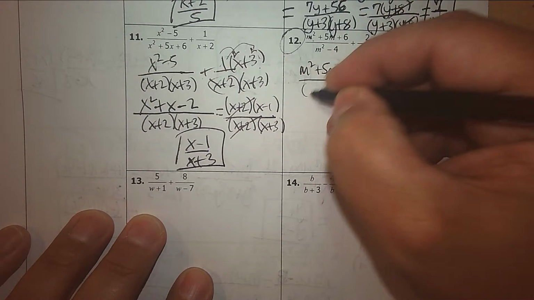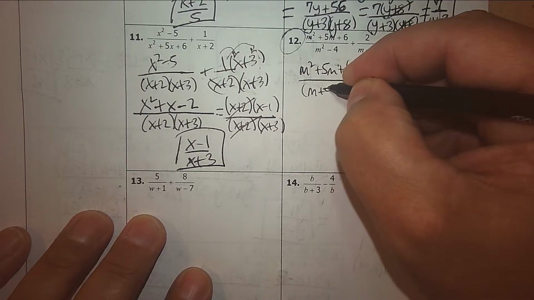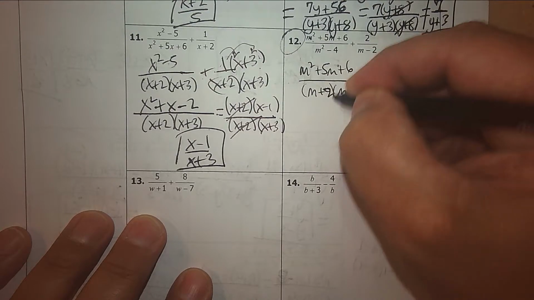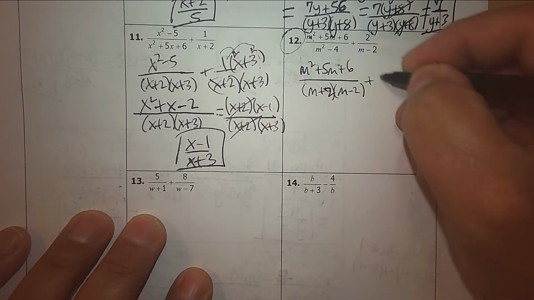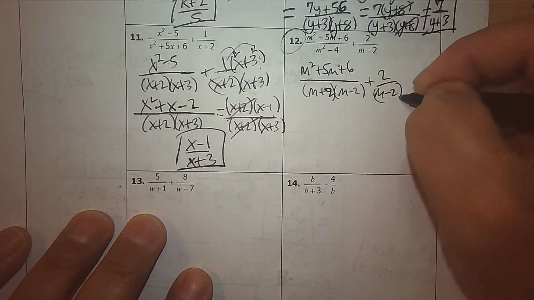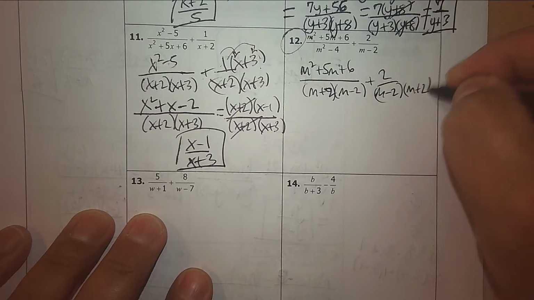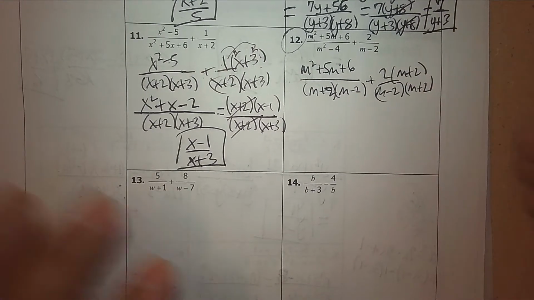So I noticed the denominator. Did your spider sense go off? M plus 2, M subtract 2. A difference of squares. So to make the denominators the same, we multiply top and bottom by M plus 2.